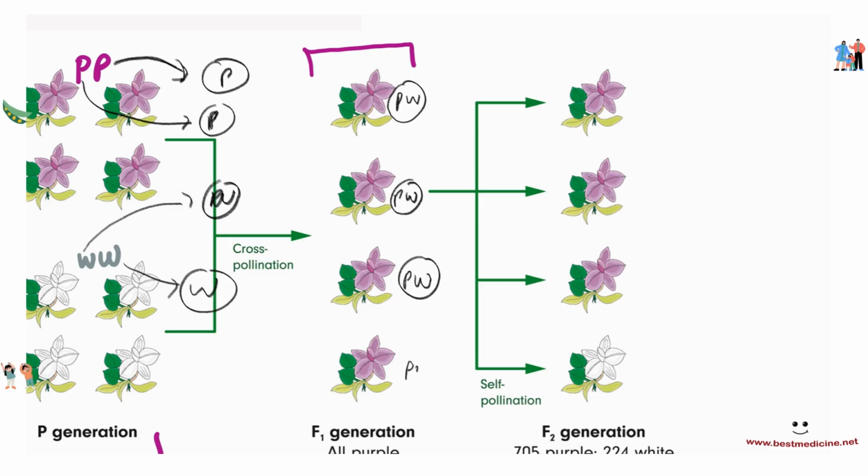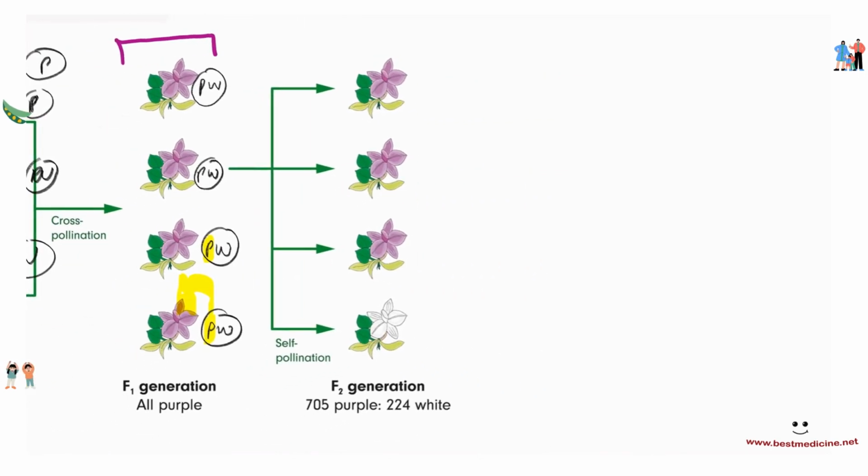So why are they only purple? Well, this can only be explained by the notion that purple is dominant over white. Purple is dominant over white. So purple is the dominant allele for the petal color gene, while white is recessive. Now, the next thing he did: all 100% of the F1 generation are purple.